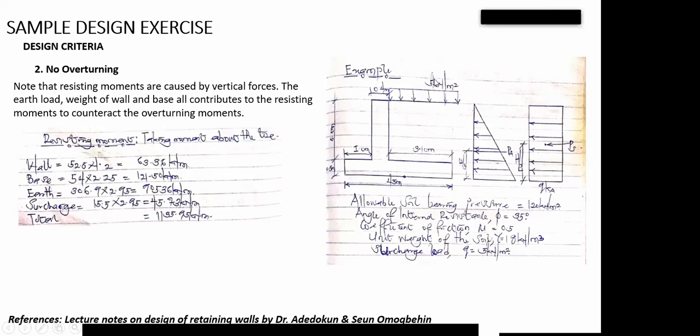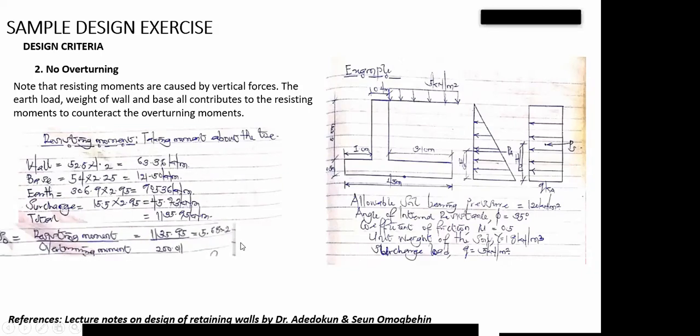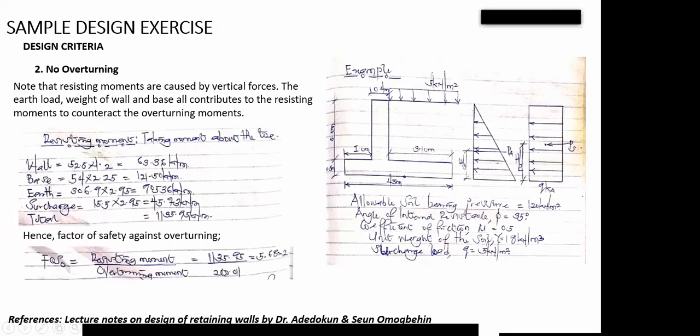Same thing goes for your surcharge. Your surcharge is also acting at the what? At the center, that is 1.55. And you take moment, that's your total what? Resisting moment, which is what? 1135.95. Now, moving on, we have hence our factor of safety will just be what? Resisting moment over what? Over overturning moment, which must be greater than what? 2.0. And this is 5.68.